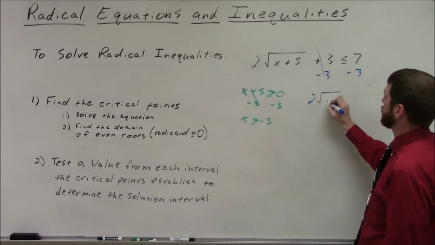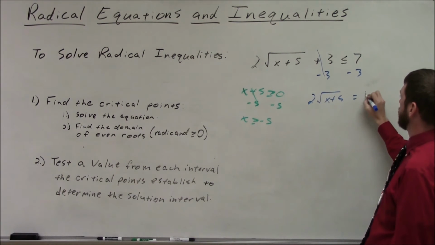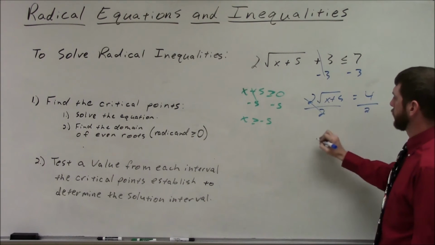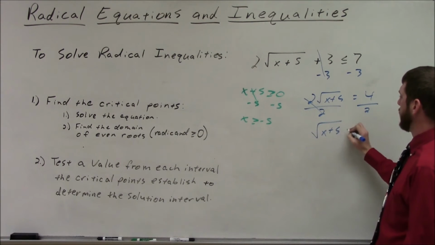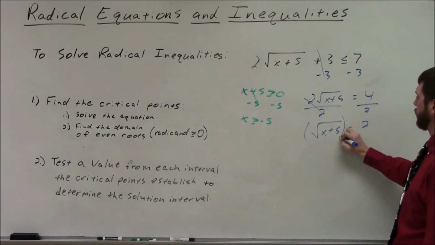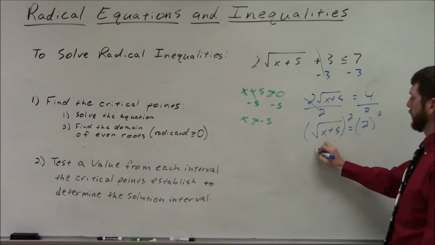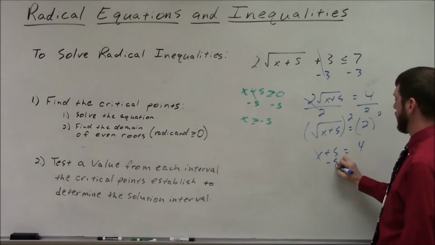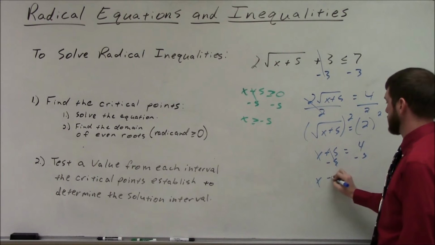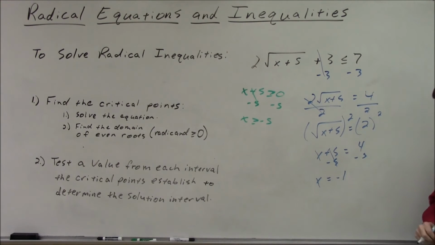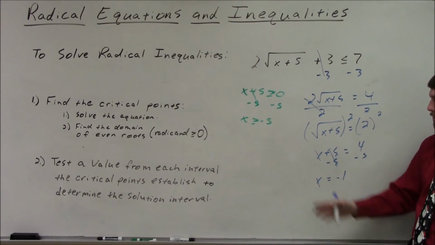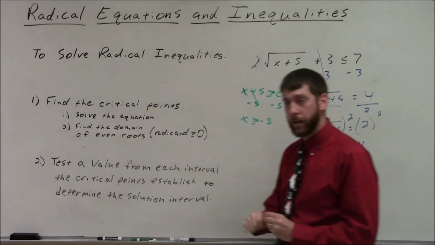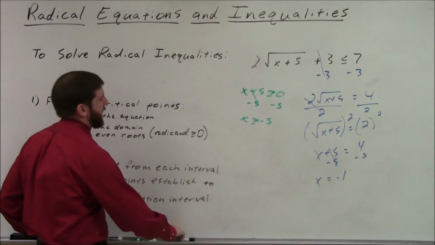So I'm going to get 2 square root of x plus 5 equals 4. Divide by 2. So square root of x plus 5 equals 2. Square both sides. x plus 5 is equal to 4. And we subtract 5. So x is equal to -1. So this is my other critical point. -5 is one critical point, -1 is the other critical point. Now we go grab our number line.